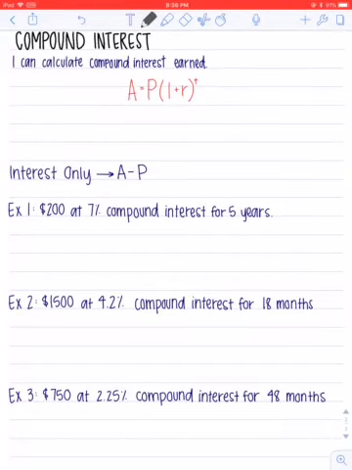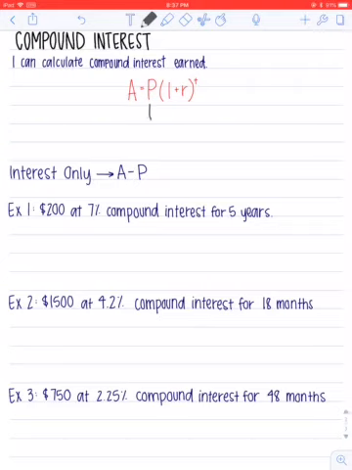So either on the back of the sheet of paper you have or on your second sheet of paper, you're going to title it compound interest and write our I can statement of I can calculate compound interest earned. And the formula looks a little different. So for this one, we have A equals P times 1 plus R to the power of T.